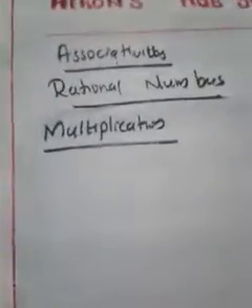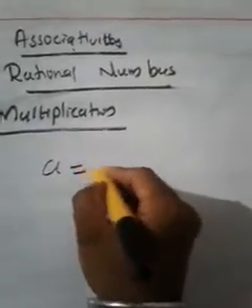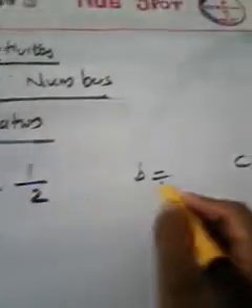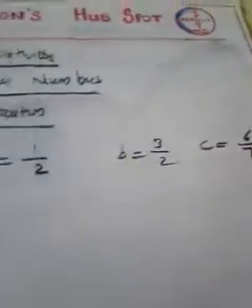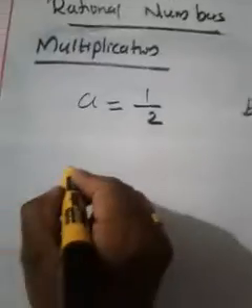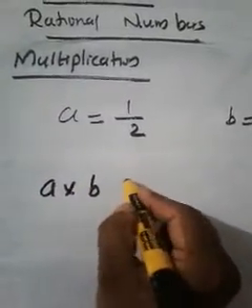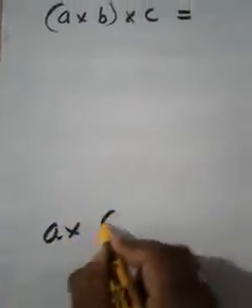And now let us move to multiplication. Let me explain very fast. Multiplication is very simple. We need 3 numbers a, b, c. Let me select the 3 numbers a, b, c as 1 by 2, 3 by 2 and 6 by 7. Any problem? No problem. Then we have to calculate a into b. a into b should be in a group, isn't it? Then into c. Then we need a into b into c.